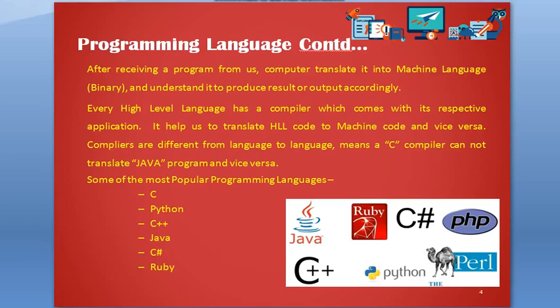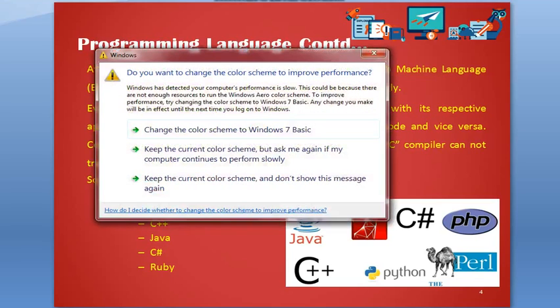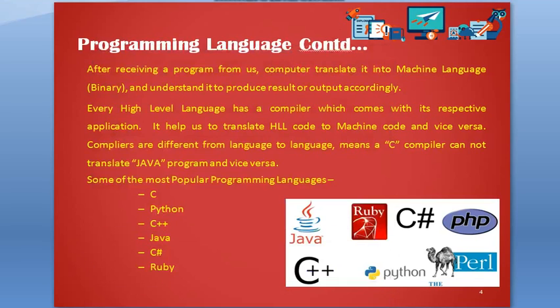Every high level language has a compiler which comes with its respective application. All of you should remember that every high level language has its own compiler. What is a compiler? I am explaining a little bit. A compiler is a software which comes with the programming language. It is just like a translator whose job is to translate from high level language to low level and vice versa.